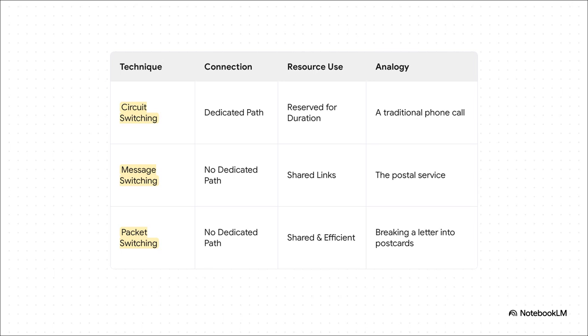This is the game changer. It chops your email up into tiny digital postcards. We call them packets. Each one finds its own best way through the network, and then they all get put back together at the other end. It's an incredibly efficient and robust system.